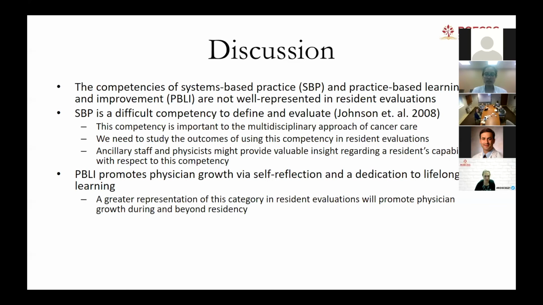So practice-based learning and improvement is also a very important competency because it assesses a resident's ability to evaluate their care and to dedicate themselves to a career of lifelong learning. And this is particularly important during residency, but also in their careers beyond.